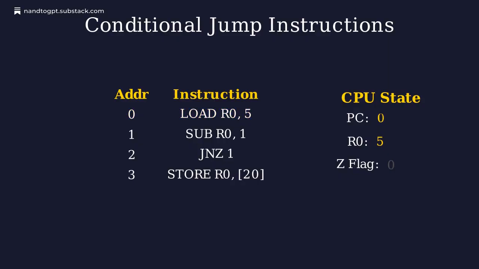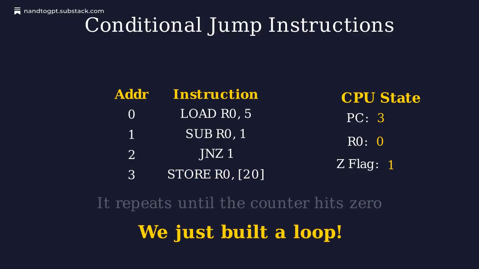Register 0 starts at 5. Subtract 1, now it's 4. Not 0, so jump back. Subtract 1, so R0 is now 3. Subtract 1, so R0 is now 2. Subtract 1, so R0 is now 1. Subtract 1, so R0 is now 0. The 0 flag is set, so JNZ doesn't jump. We fall through to address 3. We just built a loop. It repeats until the counter hits 0.